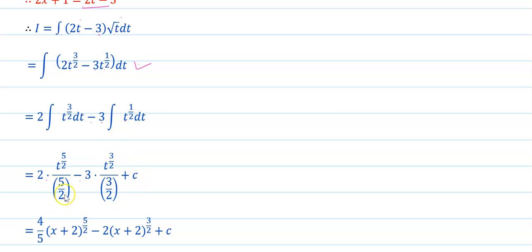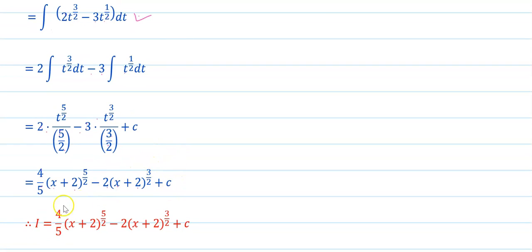Now, this will become multiplied and reciprocal. म्हणजे हा 2 वर जाणार, या 2 ला multiplied, it will become 4 upon 5. Again, this here is 2. This 3 will get cancelled. Okay. And हा 2 numerator ला जाणार, and it will become 2 in bracket x plus 2 raised to 3 by 2. And here in the bracket x plus 2 raised to 5 by 2. Okay. Plus c. And hence I is equals to 4 by 5 in bracket x plus 2 raised to 5 by 2 minus 2 in bracket x plus 2 raised to 3 by 2 plus c.